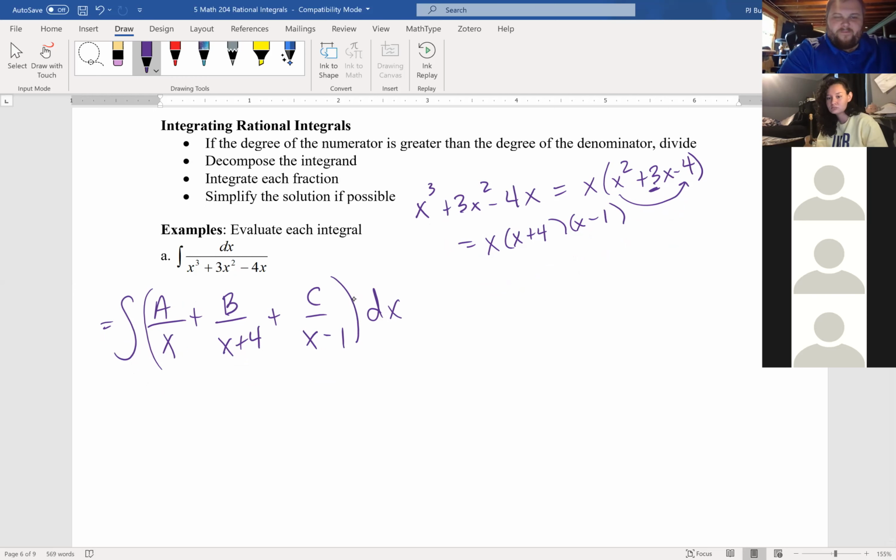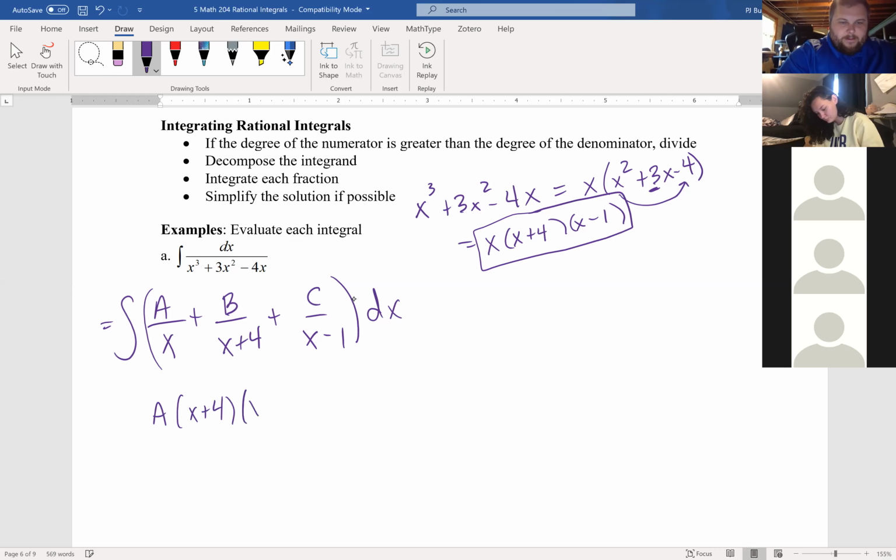If I put all 3 of these things together, I need a common denominator. Don't try and reinvent the wheel. This is already the common denominator. So if I look at the first term here, A over x, the 2 factors that it's missing are x plus 4 and x minus 1. So I must multiply top and bottom by that.